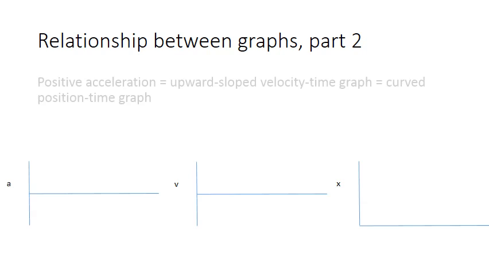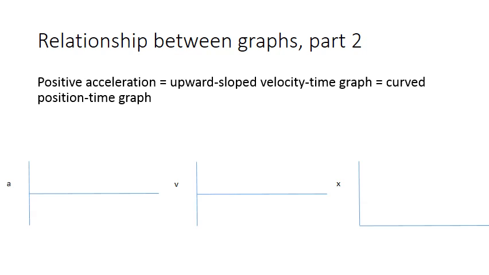Next, we're going to look at an example of positive acceleration. If you have a positive acceleration, then your velocity time graph is going to be upward sloped. Your velocity is going to be more positive at the end than it was at the beginning. And because of that, you'll go a different number of meters every second. That makes your position time graph curved.